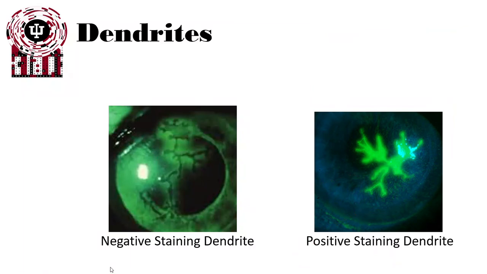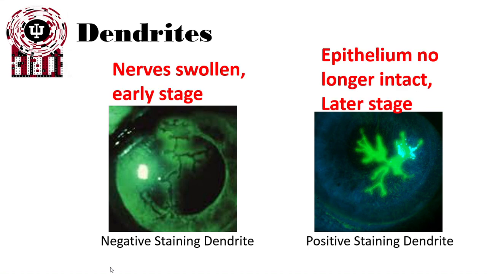Now, here's an example of two dendrites. You can see one negative staining dendrite and one positive staining dendrite, and they have very critical, unique staining patterns that mean very different things. As we said, early in the disease, those corneal nerves start to get inflamed and start to elevate the cornea itself. This means the nerves are swollen but haven't broken through the epithelium and the basement membrane yet. So this is an early stage of herpetic dendritic disease.